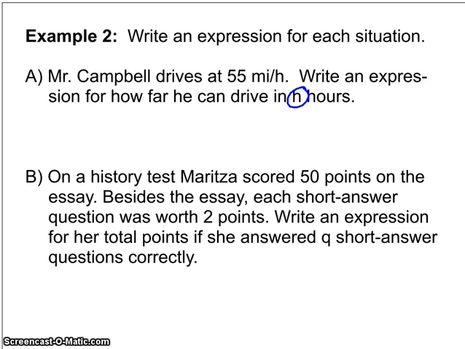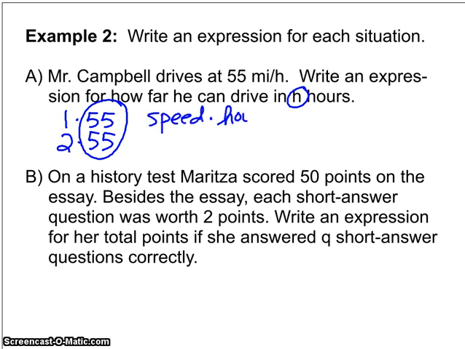I'm going to set up a little table here. I know that if Mr. Campbell drives 1 hour, I would multiply 1 times 55. If he drove for 2 hours, it'd be 2 times 55. So essentially what we're doing is we're taking the speed and we're multiplying it by the number of hours. Now, I don't know what hours is, so I'm going to use a variable of h. We do know his speed, which is a constant of 55, and I'm going to multiply that by h, and that gives us an expression that represents the situation.